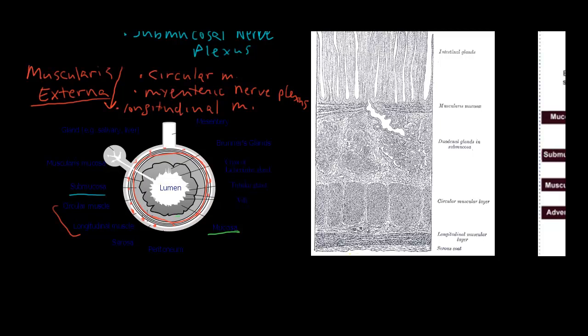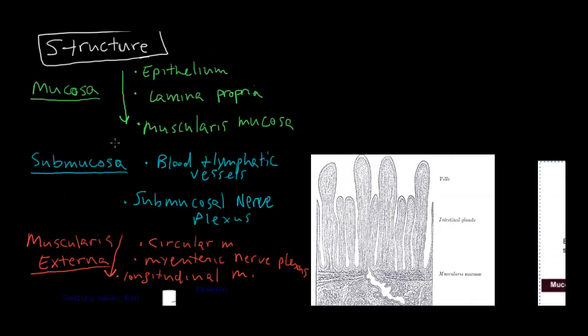And then in between these two layers of muscles sits the myenteric nerve plexus. The myenteric nerve plexus, as the name implies, innervates these two muscles. And so you could guess that the muscularis externa is heavily involved in motility, which is what we talked about last time. So anyway, just to show you the 3 layers again: there's mucosa, submucosa, and muscularis externa, and these are the subcomponents of each layer.